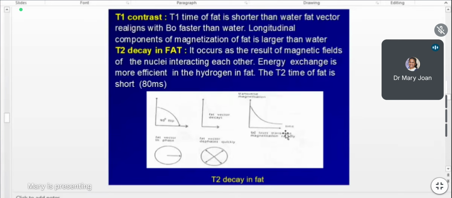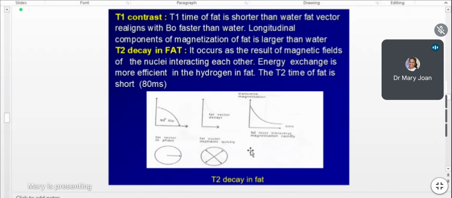T1 contrast: T1 time of fat is shorter than water. Fat vector realigns with the applied magnetic field faster than the water. Longitudinal components of magnetization of fat are larger than water. T2 decay in fat occurs as the result of magnetic fields of the nuclei interacting with each other. Energy exchange is more efficient in the hydrogen in fat. The T2 time of fat is short, on the order of 80 milliseconds.